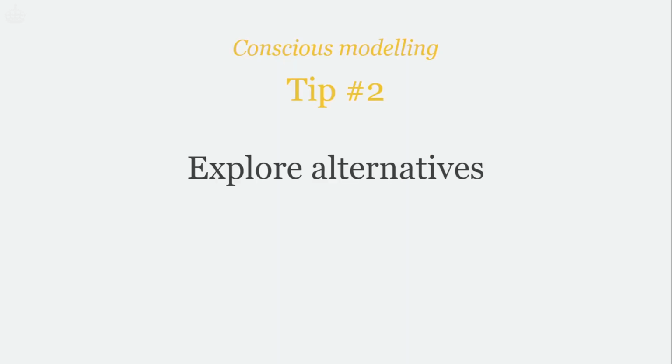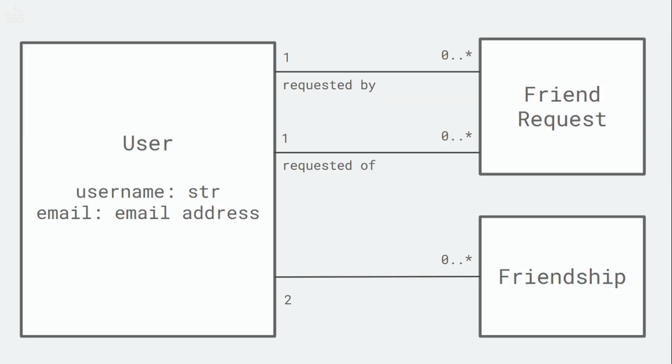The second point is to explore alternatives. So modeling is an act of design, and when you design, you're considering different options. So let's do that with our model.